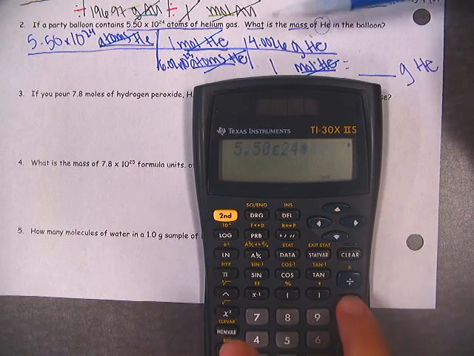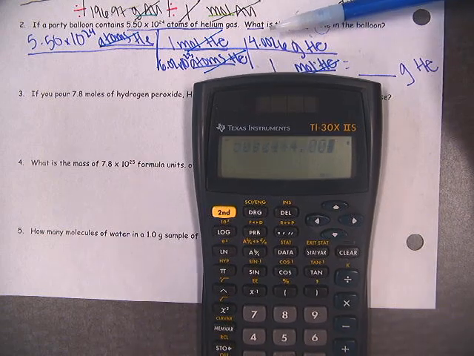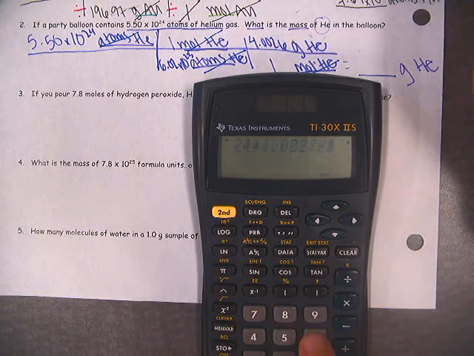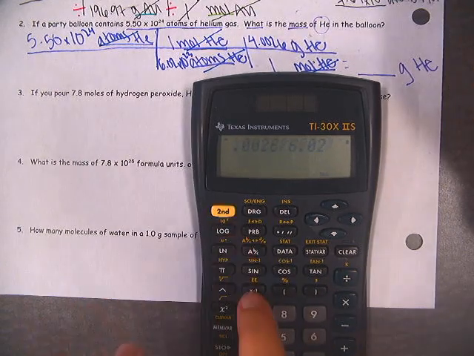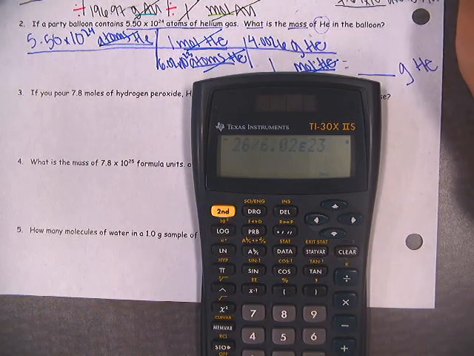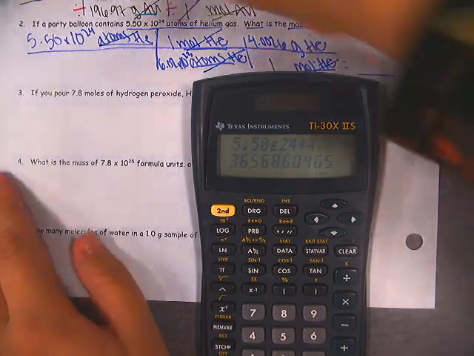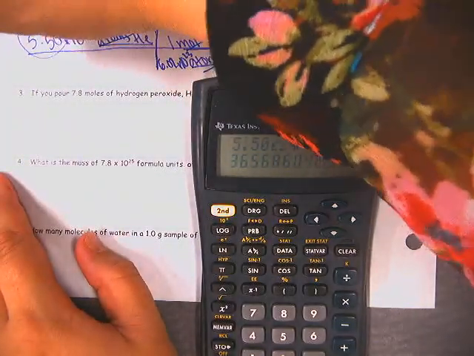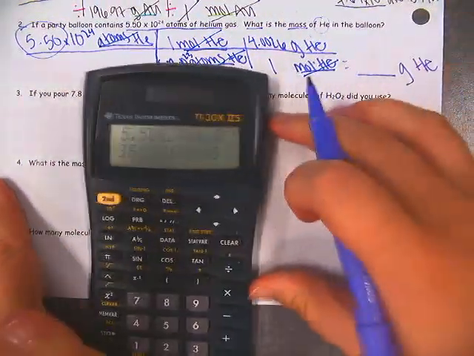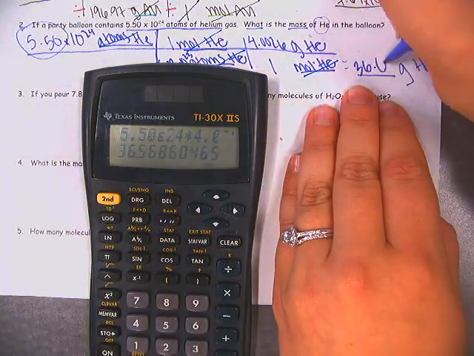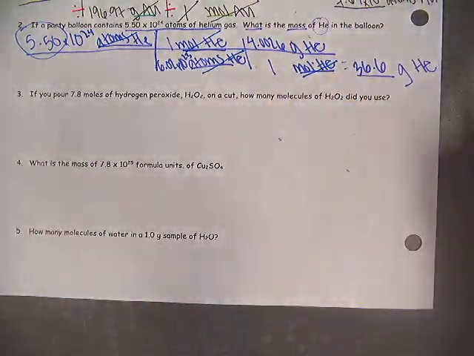And then I multiply that by 4.0026. Then I'm going to divide this by 6.02 E23. So my answer is 36.568. This has 3 significant figures. So my final answer needs to have 3 significant figures, so just 36.6 grams of helium would be my answer.